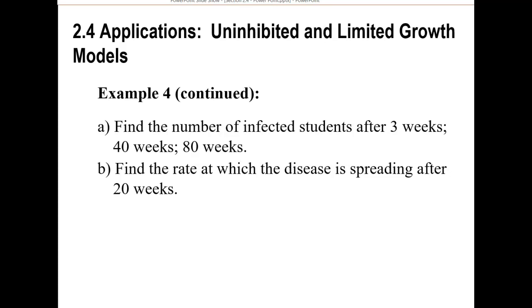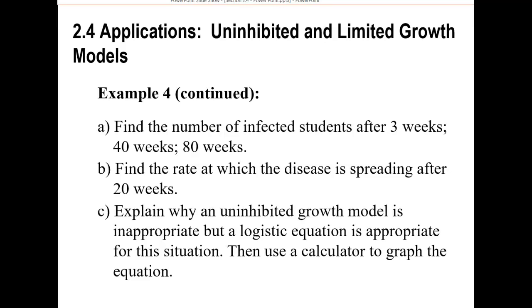Find the rate at which the disease is spreading after 20 weeks. That's going to mean find the derivative of that function and then plug in 20. Explain why an uninhibited growth model is inappropriate, but a logistic equation is appropriate for this situation, and then use a calculator to graph our equation.